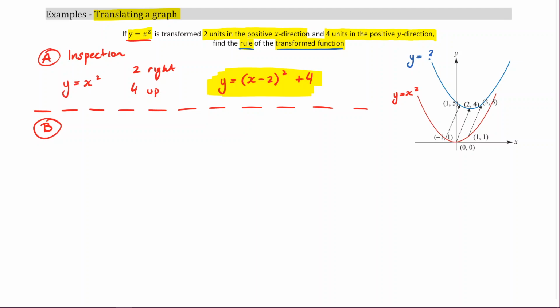Okay, so how are we going to approach this? The first thing I want you to notice is that when we're translating an entire graph, what we're doing is we're just moving lots of different points, aren't we? For instance, we're moving this point over here, we're moving this point over here, we're moving this point over here. So in the previous video, we talked about moving a single point. Well, moving an entire graph isn't that different because an entire graph is just made up of lots of single points.